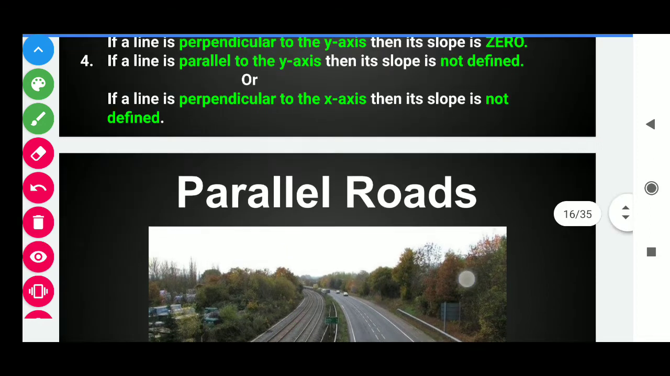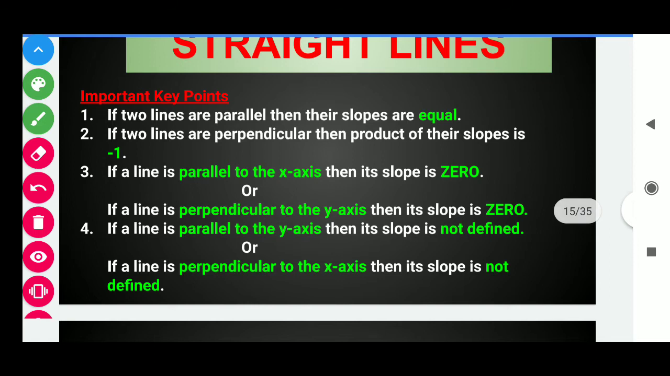So in this way, we have understood the first point: if two lines are parallel, then their slopes must be equal. In the same way, if two lines are perpendicular, then the product of their slopes is minus 1. That is, if the slope of the first line is 2, then the slope of the second line must be minus 1 over 2, because their product gives the value minus 1.